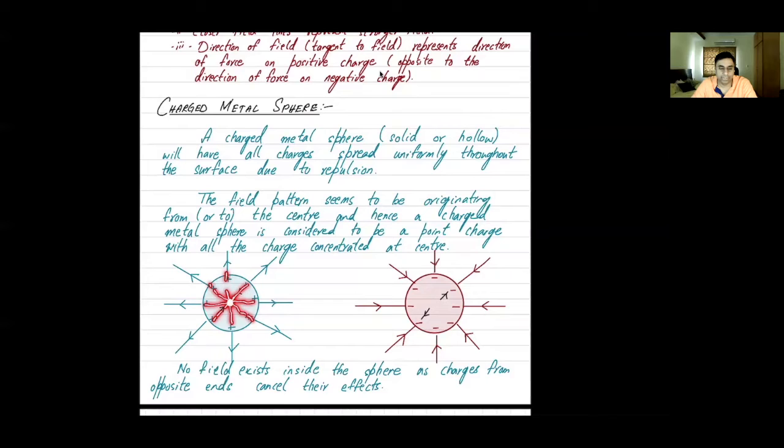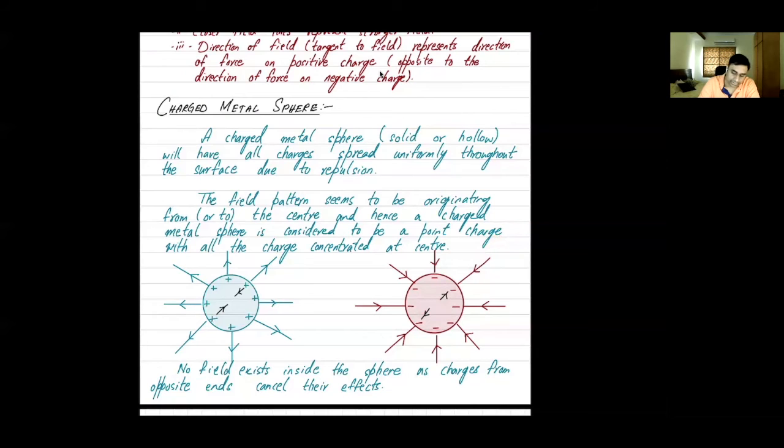In case of positive charge, the field lines appear to be originating from the center. In case of a negative charge, field lines appear to be converging at the center. But all of this is going to be considered as point charge, be it positive or negative. Also, there's one more thing. The effect of it being a point charge is only experienced outside the sphere. Inside the sphere, there is no electric field, there is no electric force.